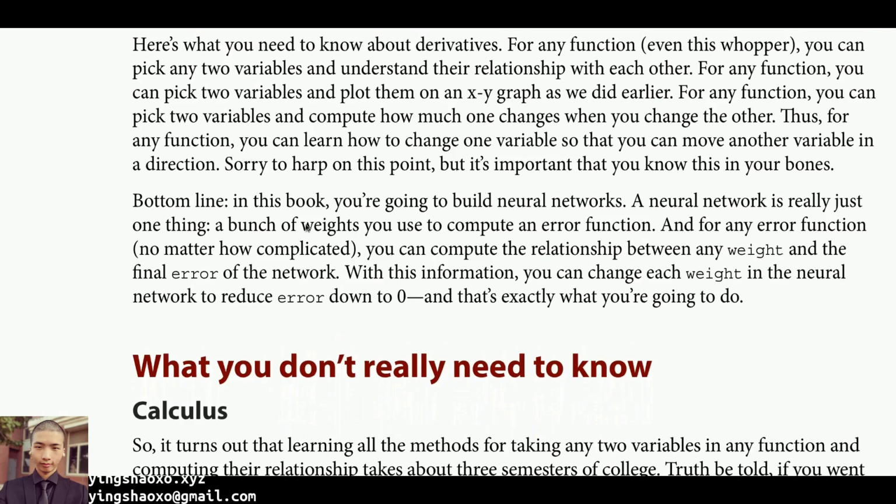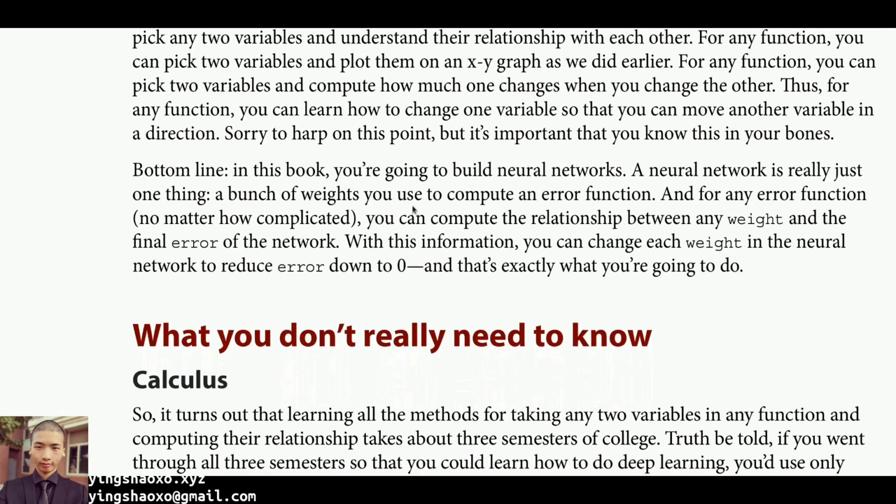Okay, let's just read it again. I was a little bit confused here. In this book, you are going to build neural networks. A neural network is really just one thing, a bunch of weights you use to compute an error function. I thought we would use the weights to compute the prediction. But here it gives us a different point of view. He said we use the weights to compute an error function. It's a fresh new idea.